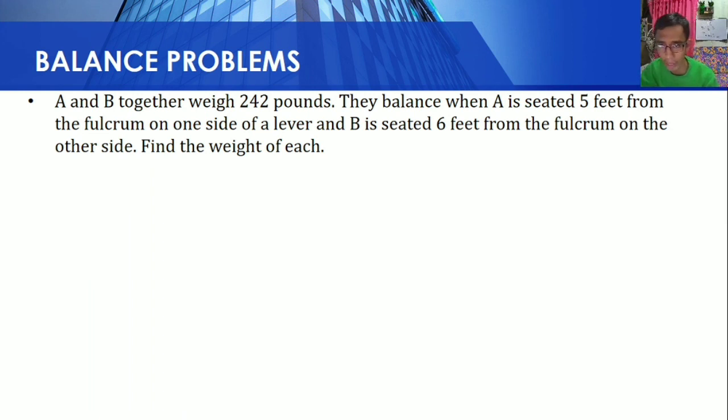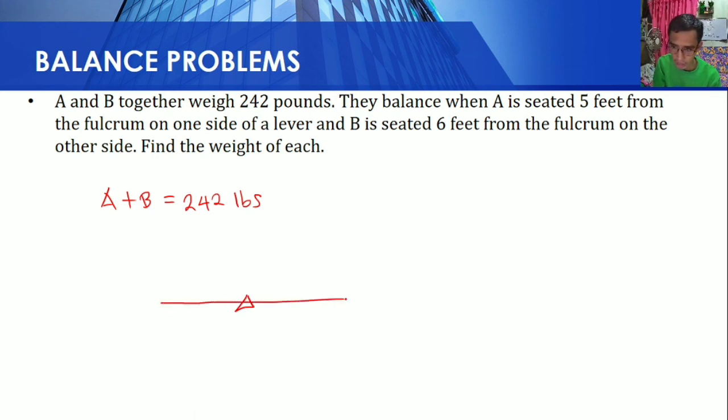So, it says we have A and B together weighing 242 pounds. So, A plus B, the weight of these two, is equal to 242 pounds. It says they balance when A is seated 5 feet from the fulcrum. So, for example, we have a fulcrum. Here is A, this is the weight of A, and this is the weight of B. They balance.